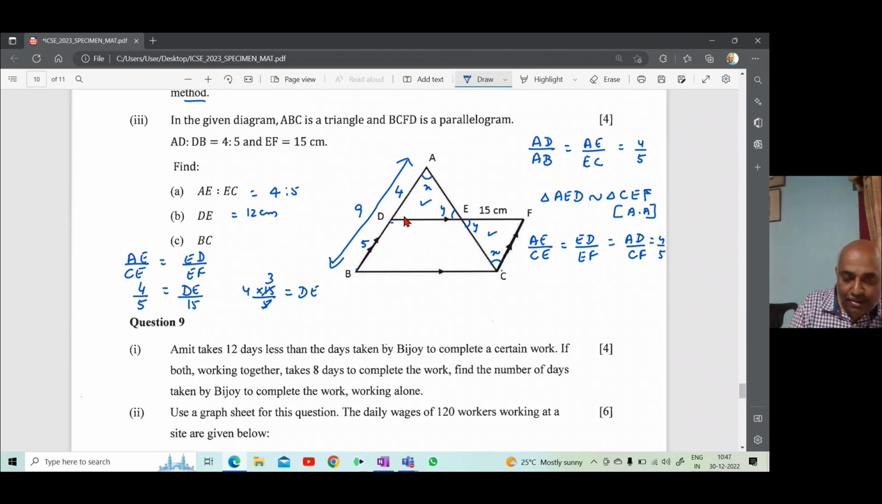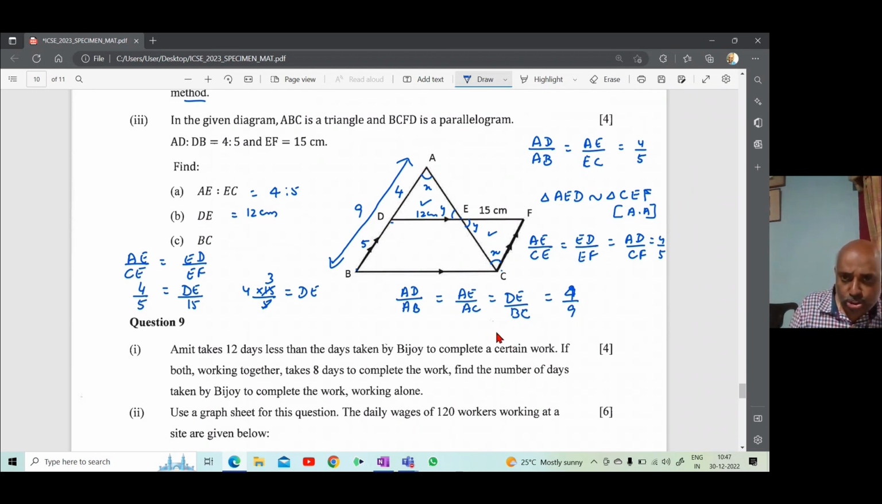Now, this is 12 centimeter. I want to find out what is BC. So remember, AD over AB, because you know this over this one should be equal to AE over AC is equal to DE over BC. AD over AB is equal to AE over AC is equal to DE over BC. Now, what is AD over AB? This is equal to 4 over 9 because AD is 4 and AB is 9.